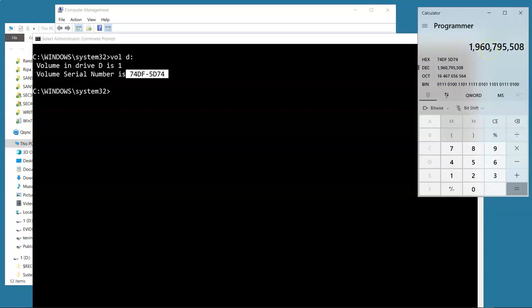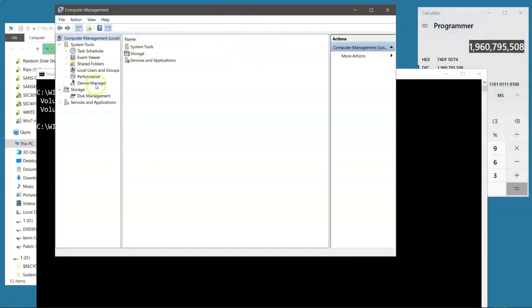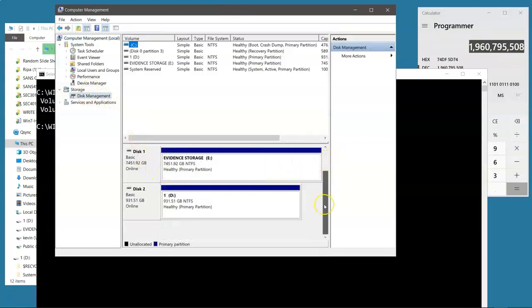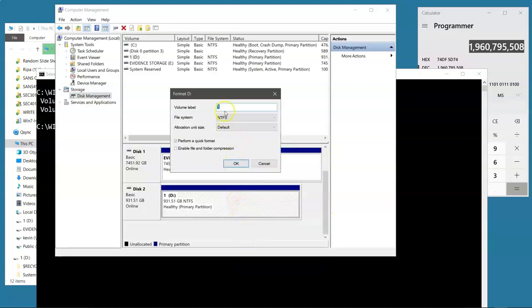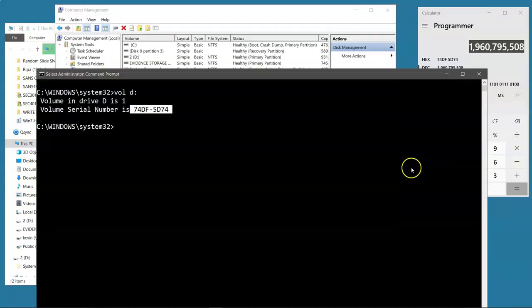So if someone has done a forensics report and they've put the volume serial number in this long string of 10 digits, that's okay. They haven't screwed up. This is just a decimal representation. And just to prove my point, I'm going to go into computer management and I'm going to format that 1 terabyte hard drive. So I'm going to change the label to 2, and the label doesn't have any bearing on the volume serial number. So we're running the format right now, and the format is done.